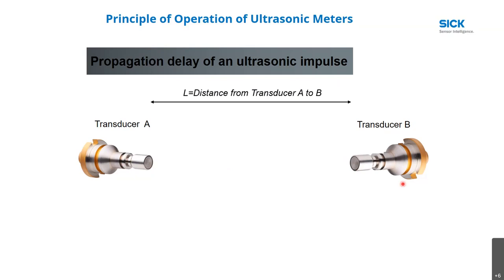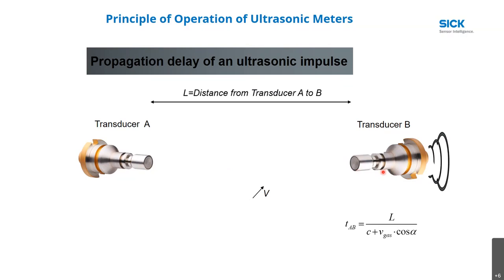So knowing the distance of how far apart these transducers are, we know the angle that these transducers are mounted inside the meter body, which is approximately 60 degrees. We hit the transducer on the left, it creates a sound wave and it travels across and hits this transducer, and then we just measure how long it took for that sound wave to get across. This is the equation that we use to do that calculation.